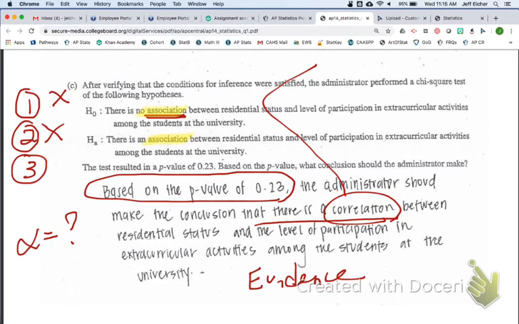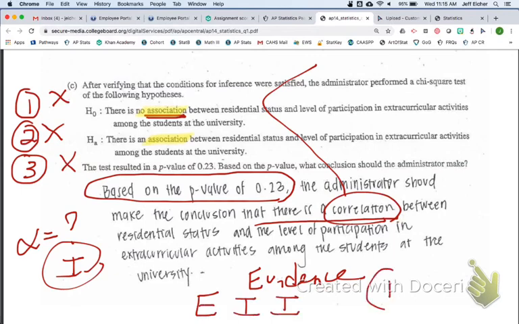So really, this response didn't get any of those parts, so it would be an incomplete. So on part A, they got an E. On part B, they got an I. And part C, they got an I. So this was scored a 1.